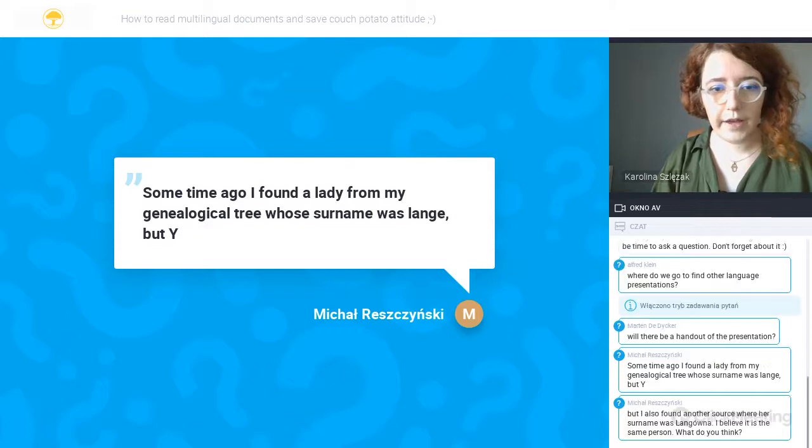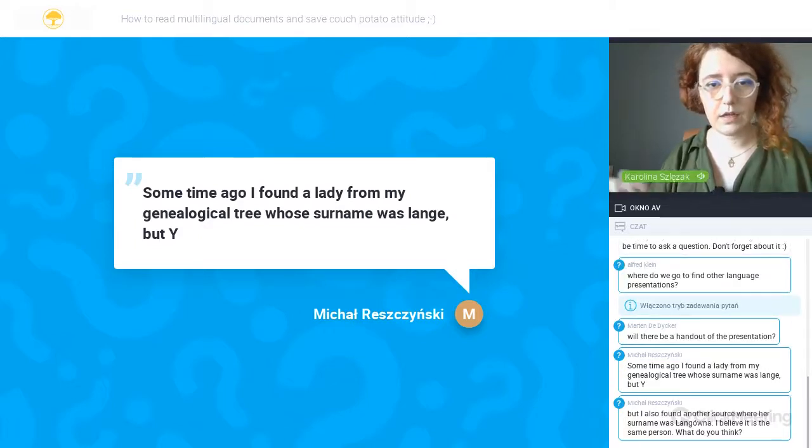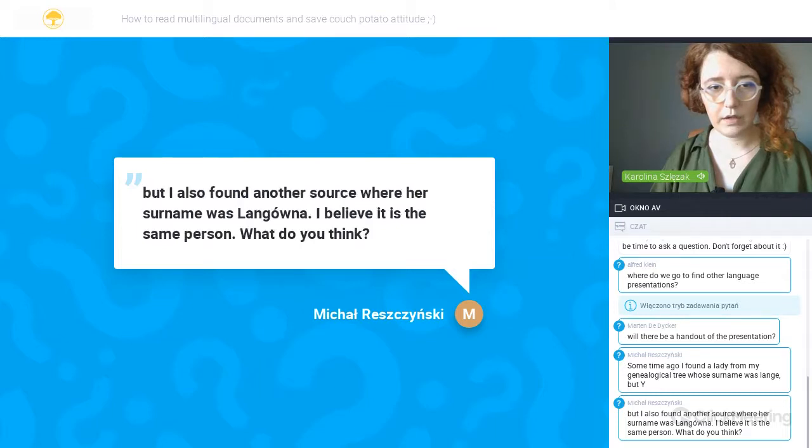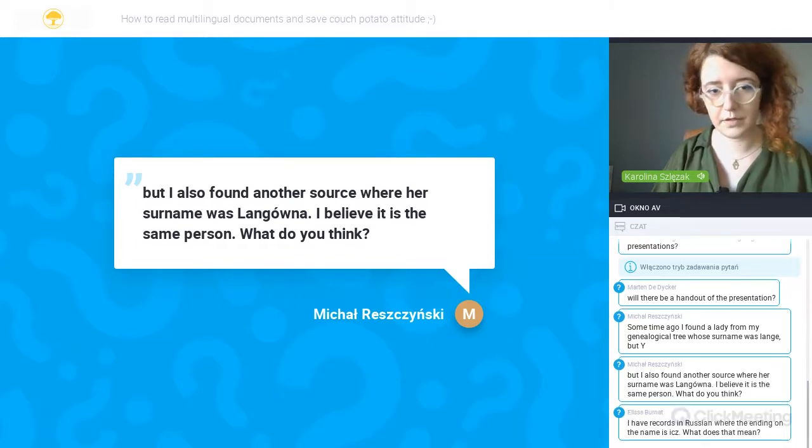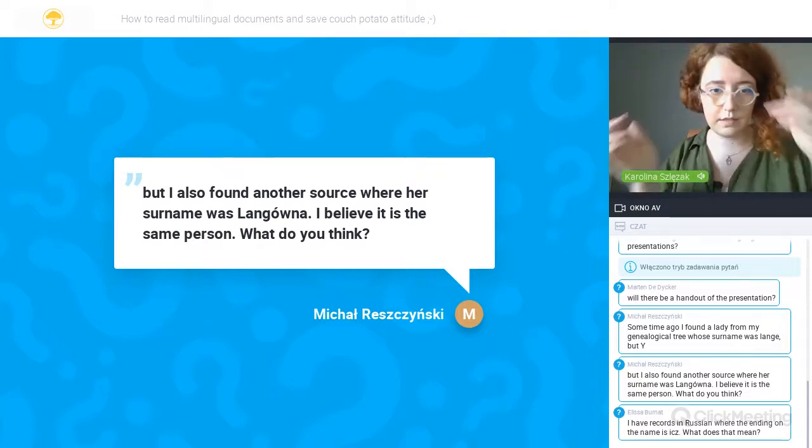Some time ago, I found a lady from my genealogical tree whose surname was Lange. But I also found another source where her surname was Langówna. I believe it is the same person. What do you think? Yes, yes, yes.